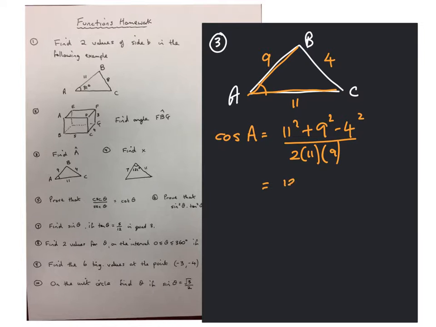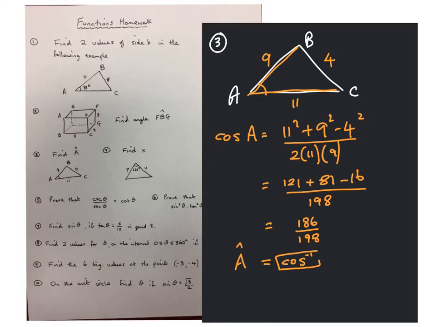So that equals 121 plus 81 minus 16, all over 2 times 99, which is 198. So 121 plus 81 is 202, minus 16 is 186 over 198. Therefore, angle A equals cos negative 1 of 186 over 198, and angle A equals 20.05 degrees.